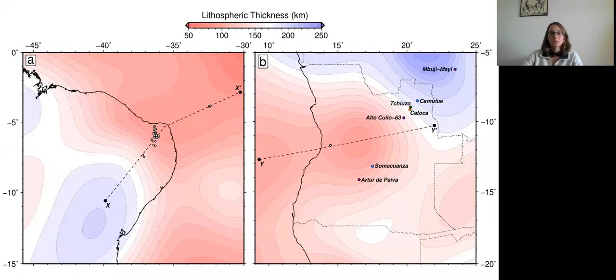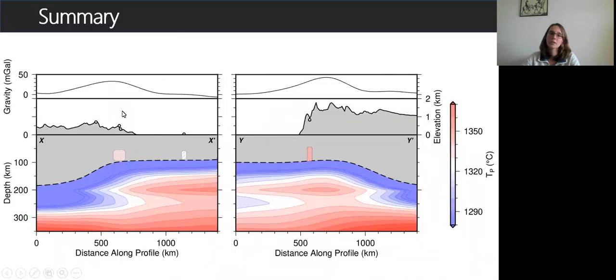So just to finish off, I want to show you 2 profiles that go through the domes. So here is the topography and the high topography of the dome in Brazil on the left, Angola on the right. These white circles are the volcanic locations. The lines across the top are the gravity anomalies, which coincide exactly with these topographic domes.